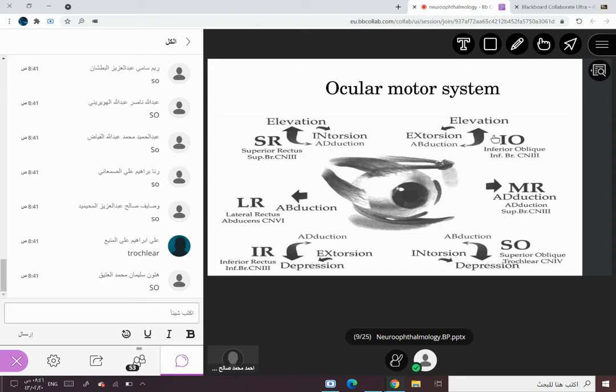Okay? The inferior oblique muscle has the action of elevation and abduction. Also the superior oblique has an action of depression and abduction. So from this chart, you can understand the innervation and action of all the extraocular muscles.